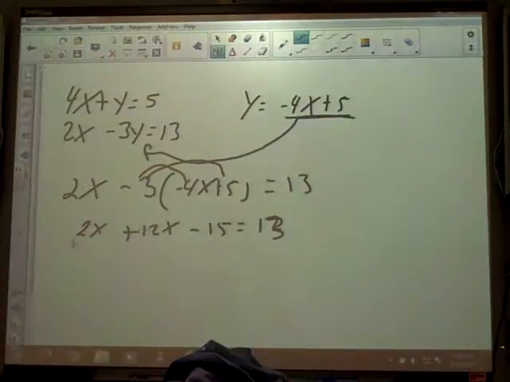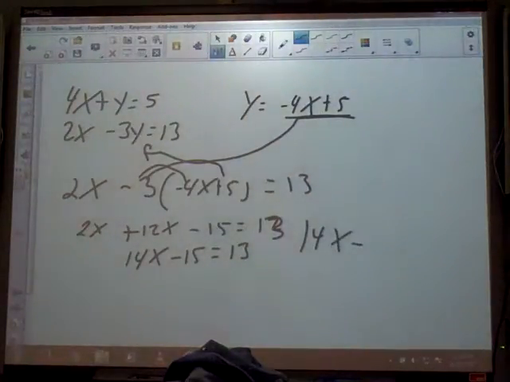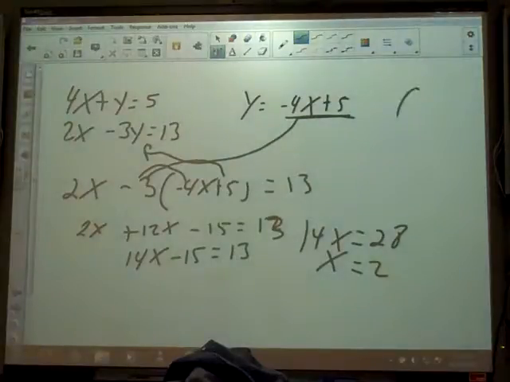Aaron said I've got like terms right there. 2x and 12x gives us 14x. Right. Now you just got a little old two-step middle school equation to solve. Add 15. Okay, so it gives 14x equals 28. Divide by 14, so x is 2. Right. So we're going to have 2 comma something. Pick somewhere to substitute that back in.